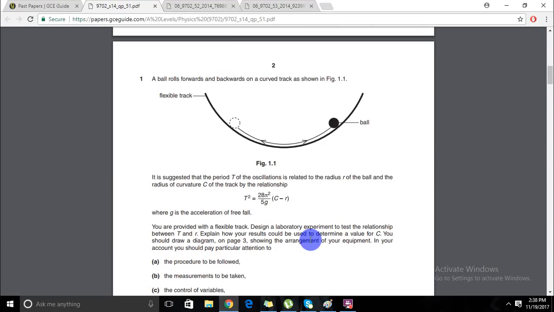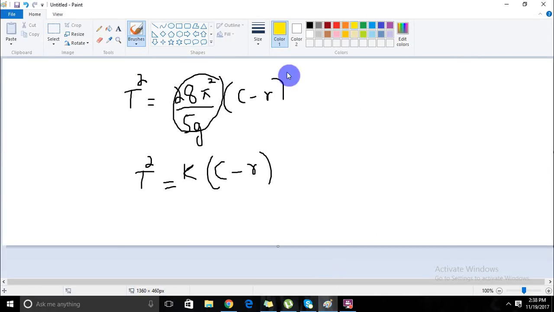And you are provided with a flexible track, alright? And we have to design a lab experiment. And what is the purpose? We have to test the relationship between T and r, not T and C, or T and C and r, T and r. Alright? So what we want is the relationship between T and r, meaning potentially this and this.